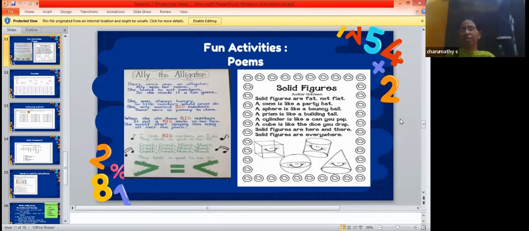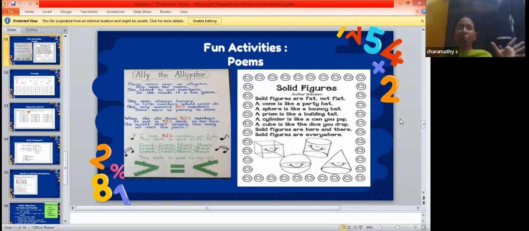Very important to know that, because this part of it is very important when they grow up and come up to 8th or 9th. This solid shapes geometry part is more in the portions than the numerical part of it. So this is very important that they have to understand which is flat and which is solid shape.